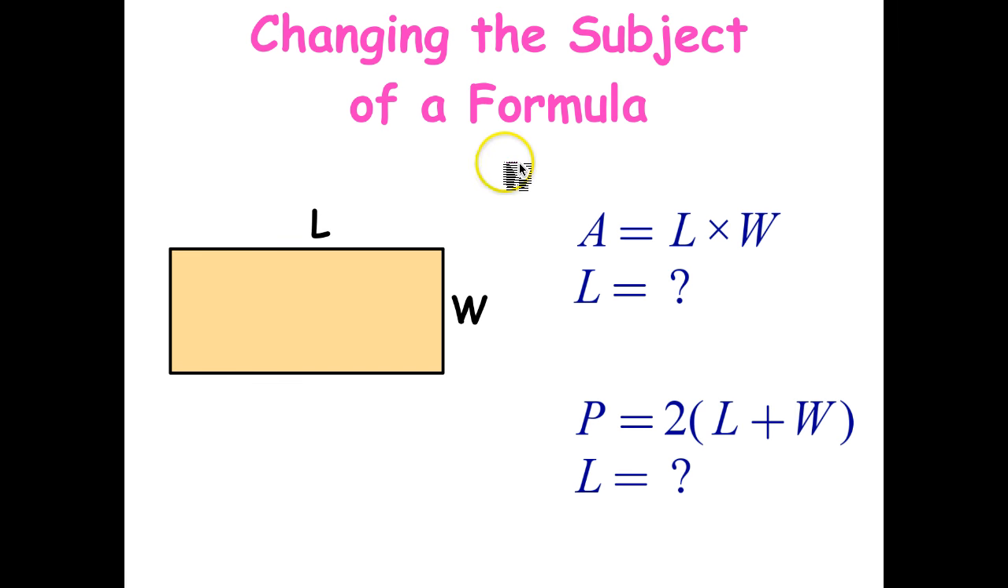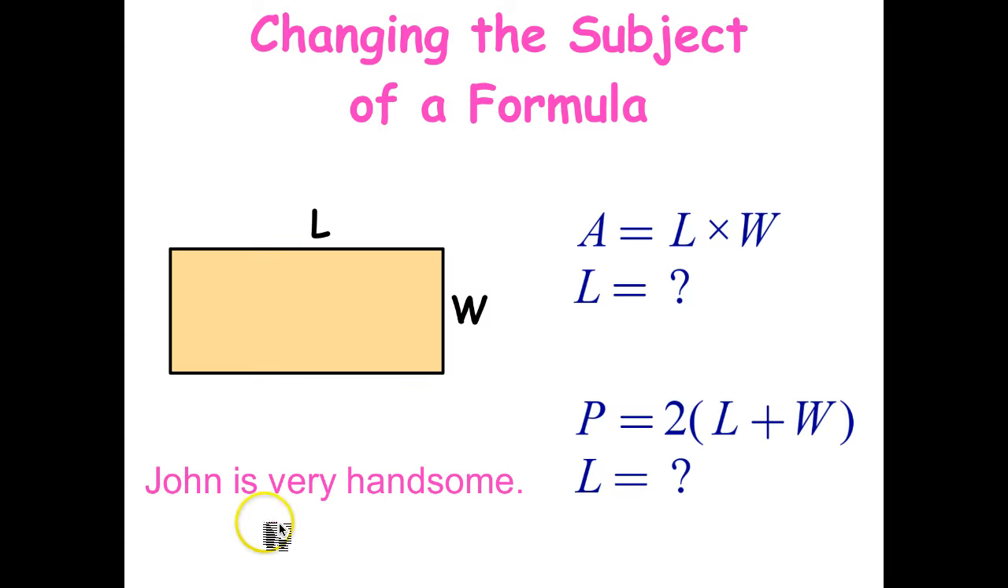So what do we mean by that? Well, have a look at this sentence down here. John is very handsome. John, that's called the subject. Is the verb, and is very handsome is called the predicate. So if you compare that to A equals L times W, or area equals length times width, A is the subject of the formula, equals is like the verb, and L times W is like the predicate.